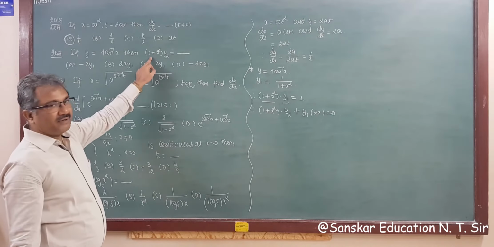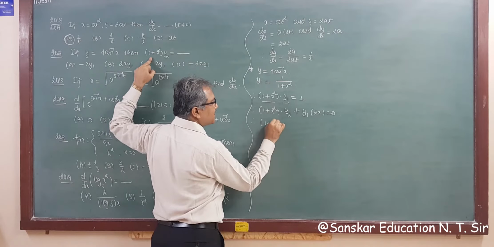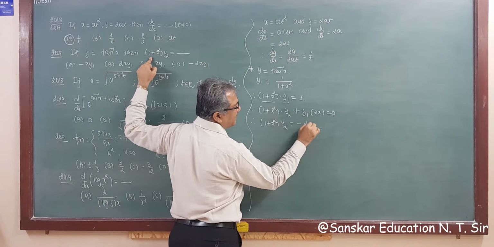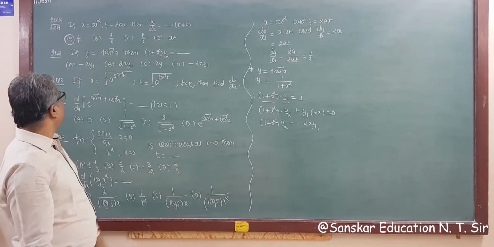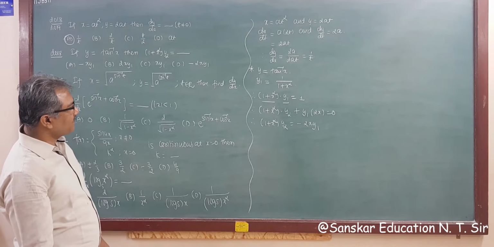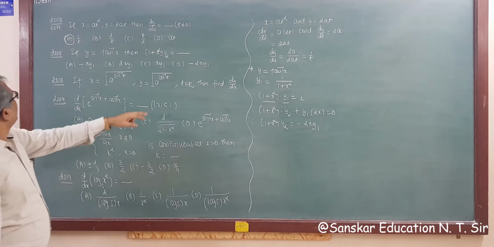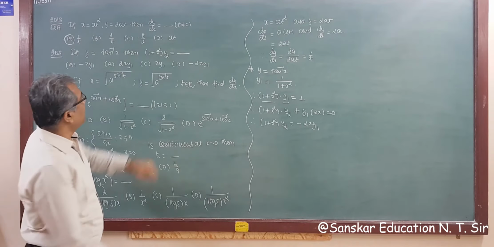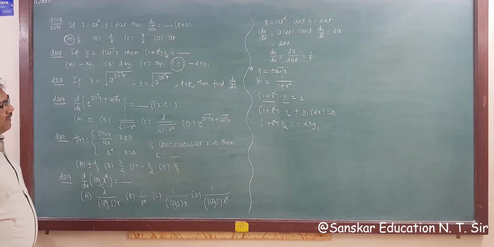Now see your question, (1 plus x square) into y2, so making this the subject, (1 plus x square) y2 is equal to minus 2x y1. We get minus 2x y1. That is your option D, the correct answer. Your option D is the correct answer, minus 2x y1.